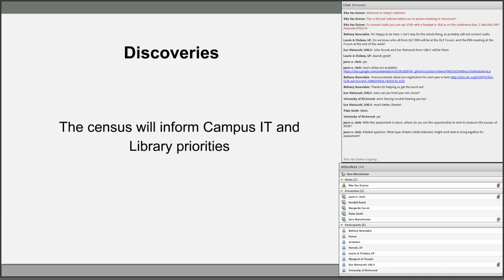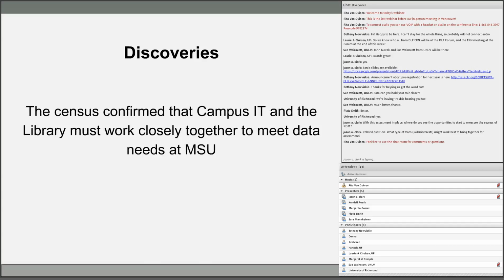The census will also inform campus IT and library priorities for the CIO and our dean. That also means where we're going to invest our money, so it is very important. We're trying to figure out what the needs are, and then we can start to address those needs. And the census, maybe most importantly, confirmed that campus IT and the library are really tightly linked in this endeavor. We have to work closely together if we're going to meet the needs of big data and of researchers with more and more requirements and more complex systems.